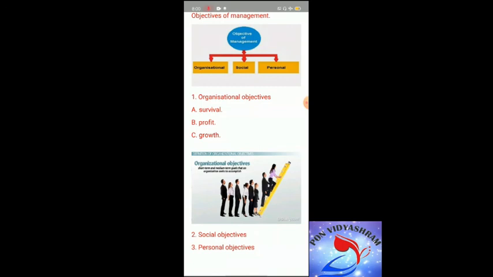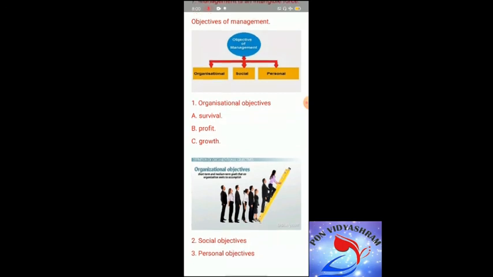So we'll come back again. What are the objectives of management? They are organizational objectives, social objectives, and personal objectives. We'll stop the session with the objectives of management, and the next part of the lesson will be dealt with in the next session.